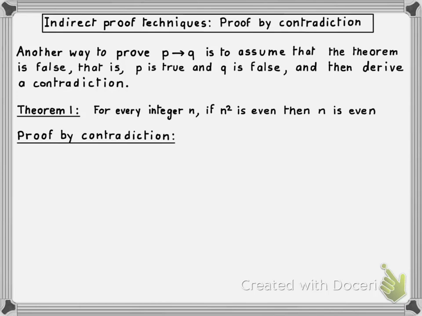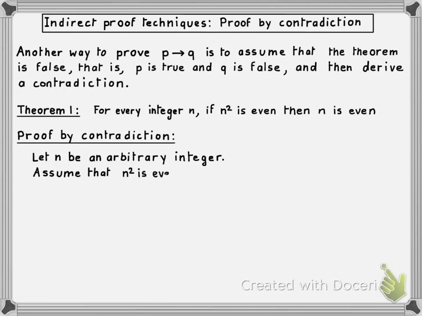First of all, as always, we have a universally quantified theorem. So we're going to assume or pick an arbitrary integer and call it n. Then the key in a proof by contradiction of a conditional is to assume that its hypothesis P is true and its conclusion Q is false. So now we must assume two things, namely that n squared is even and that n is not even. In other words, n is odd. And that is our assumption for this proof by contradiction.